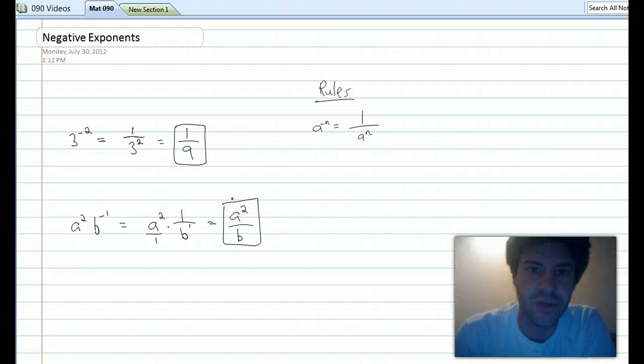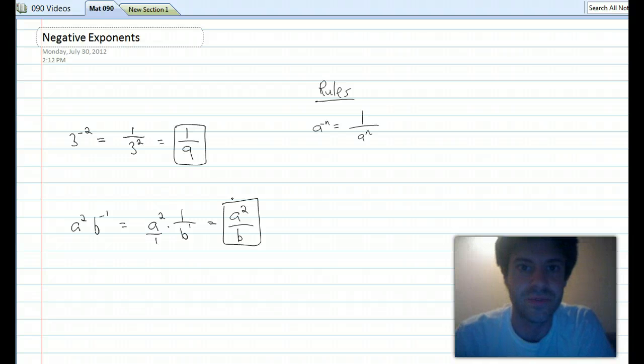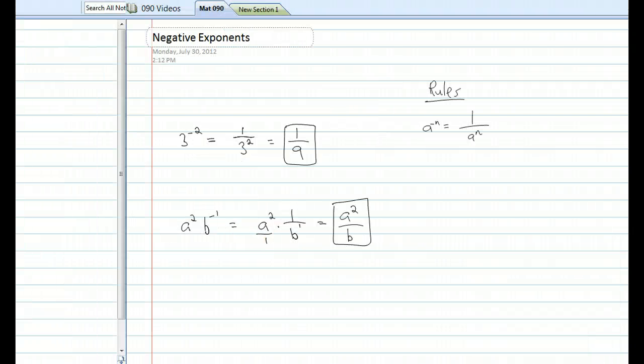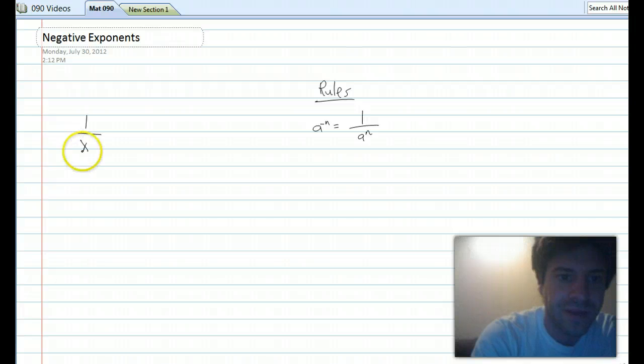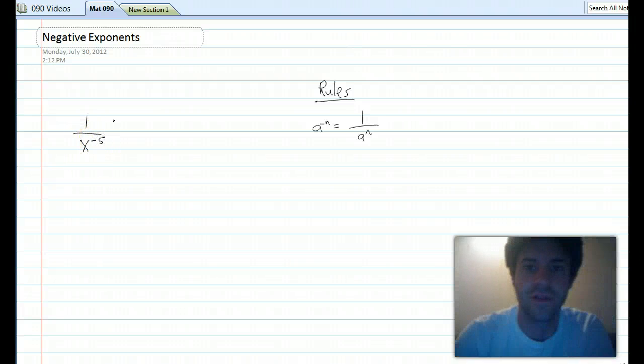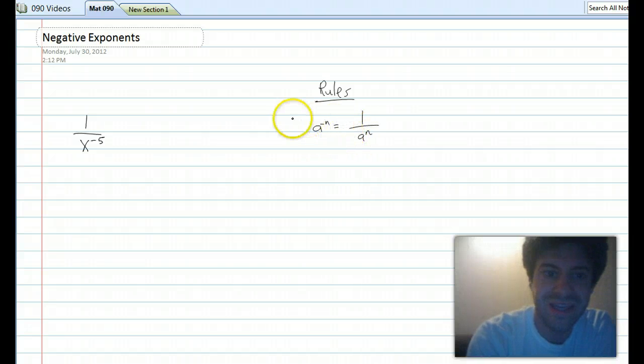So that's how we simplified that answer. In many examples you're going to be instructed to simplify and leave negative powers out of your answer. So that's what we did here. We took this negative first power right out of the answer by moving the b to the denominator. Now let's look at another example. Let's say we have 1 over x to the negative 5th power. Now this first rule over here says that we can take the x to the negative 5th power and write it as 1 over x to the 5th.